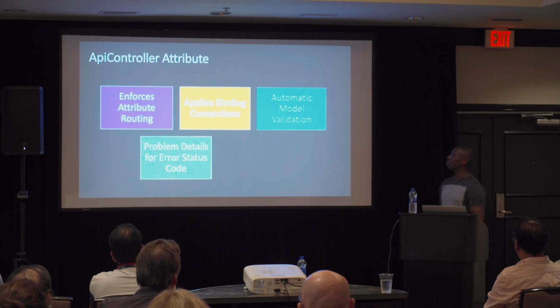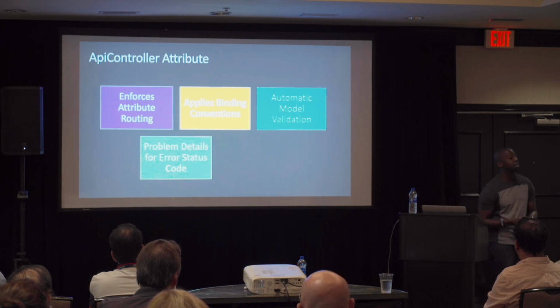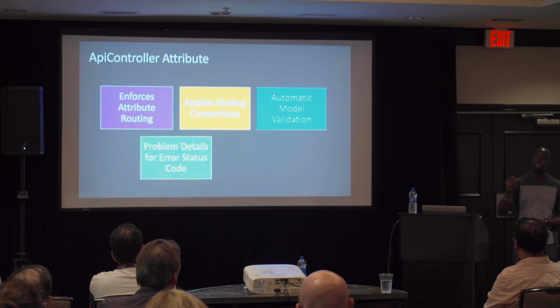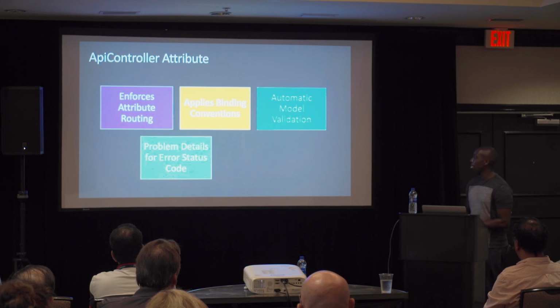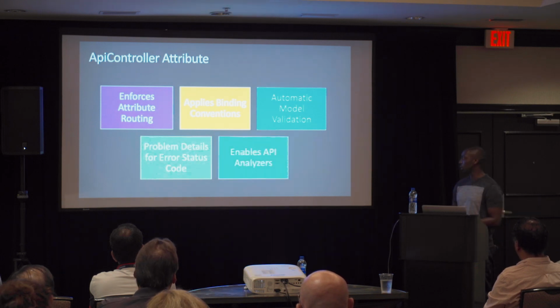And then also we support something called problem details, right? So this is actually an HTTP RFC that specifies what errors should look like from APIs, right? And so again, this is just a public standard. I'll show you exactly what that looks like as well.